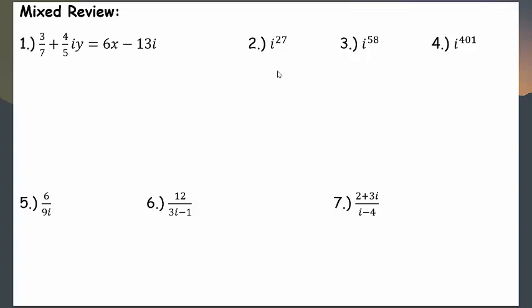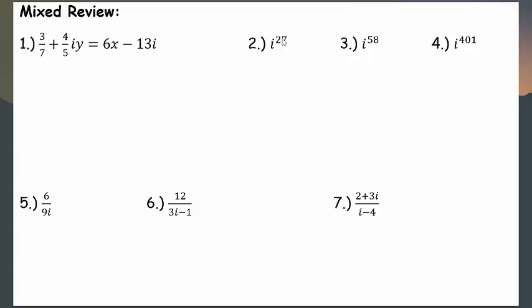I just want to finish up our lessons from the previous days by doing some mixed review problems. The first problem I'm actually going to turn my attention to is number 2. Regarding higher powers of i, if we remember our rules of i, every time we get i to the 4th or any multiple after that, i to the 8th, i to the 12th, i to the 16th, we get back to the number 1.